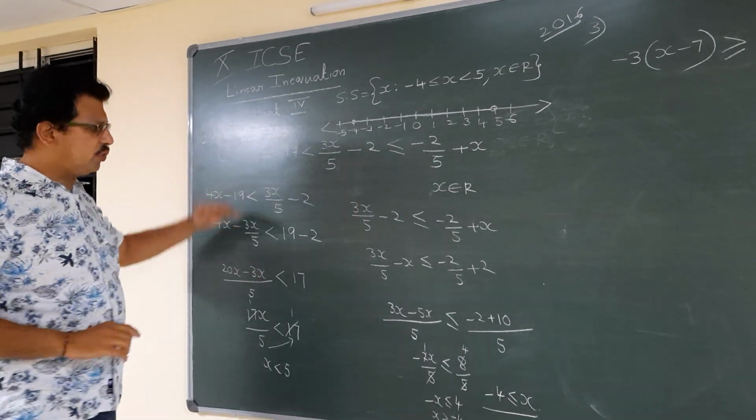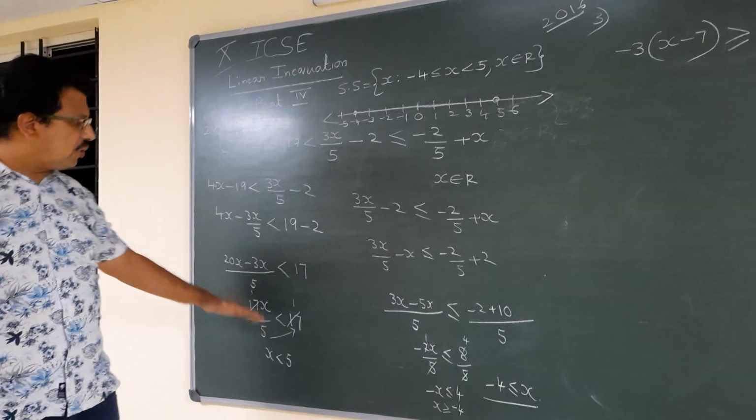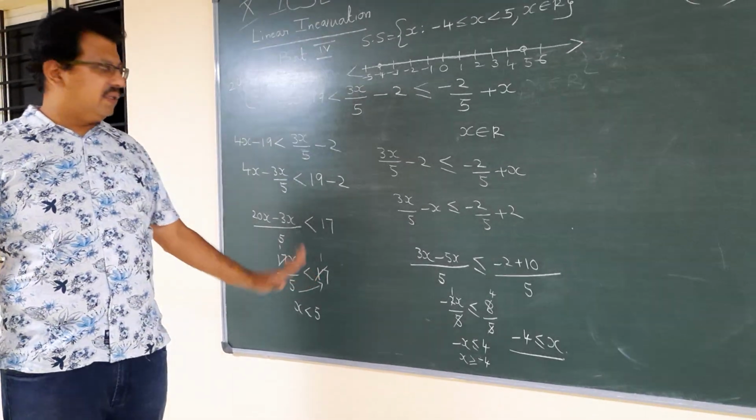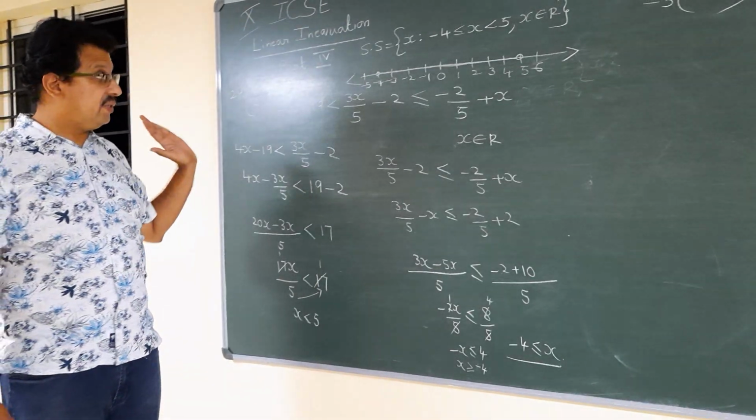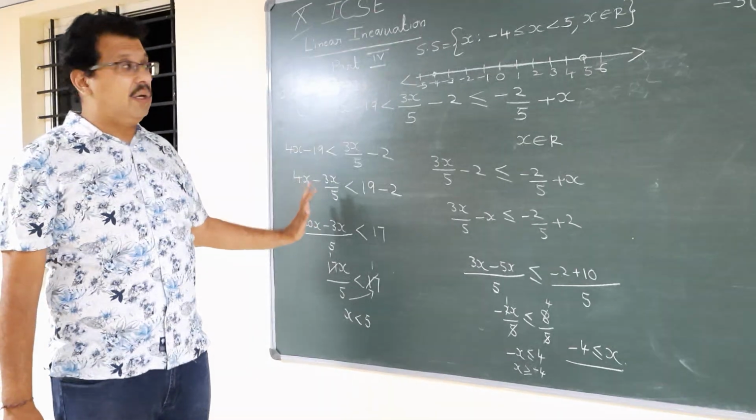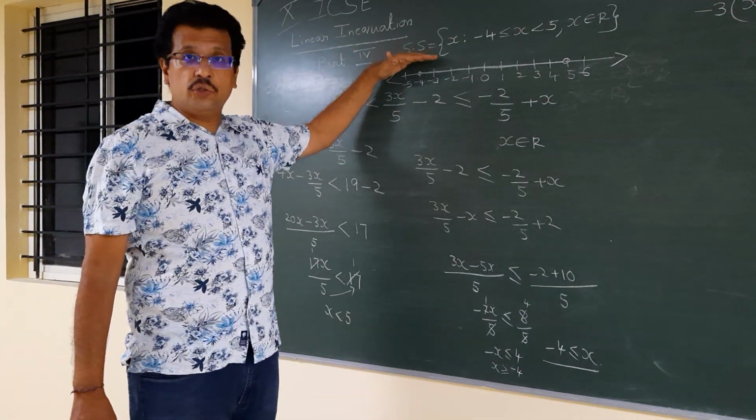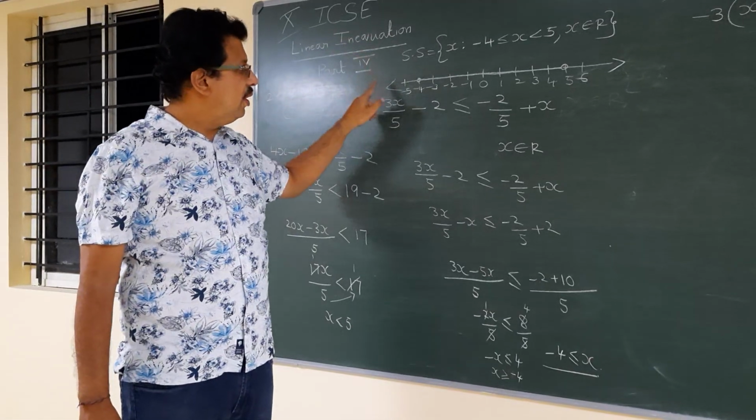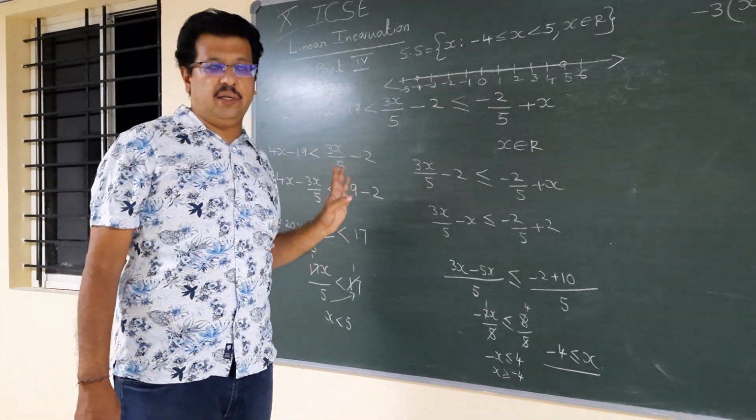So this is how you have to solve the problem, children. First you have to solve this problem correctly without making any mistakes. Then only you will get 1 mark. Otherwise you will not get any marks at all. Next, the second mark is for the solution set and the third mark is for the number line. As usual I said, the arrow mark has to be written compulsorily.